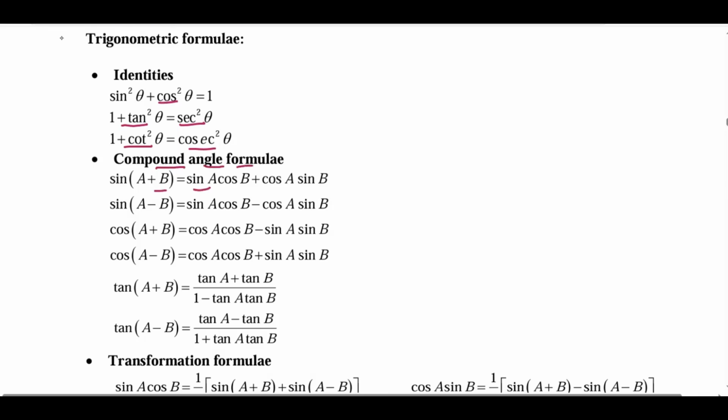Sin(a plus b) is sin a cos b plus cos a sin b. Sin(a minus b) will be sin a cos b minus cos a sin b. Cos(a plus b) will be cos a cos b minus sin a sin b. Cos(a minus b) will be cos a cos b plus sin a sin b.